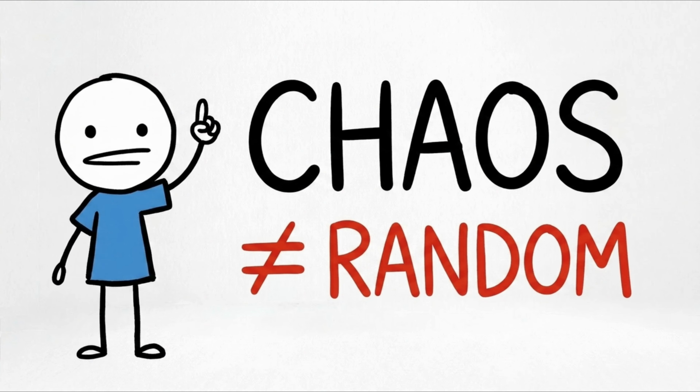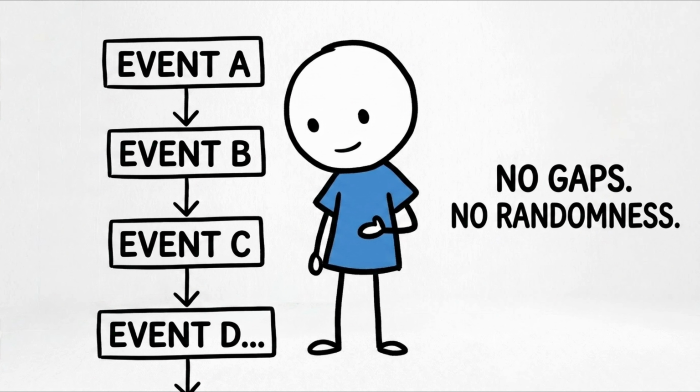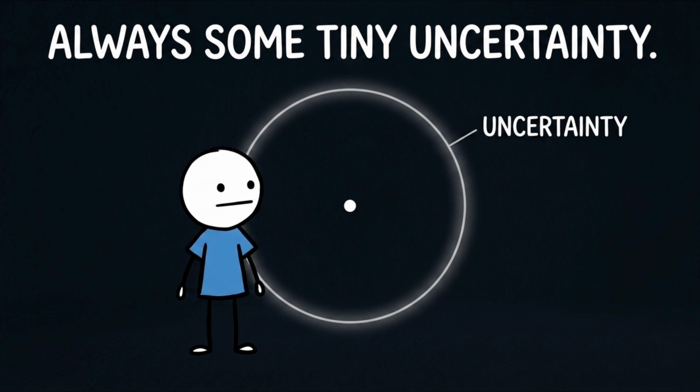Chaos does not mean random. A chaotic system is fully deterministic. Every event follows directly from the one before it. There's no randomness involved. If you knew the starting conditions with perfect precision, you could predict the outcome exactly. The problem is perfect precision. In practice, you can never measure a starting condition with infinite accuracy. There's always some tiny uncertainty.